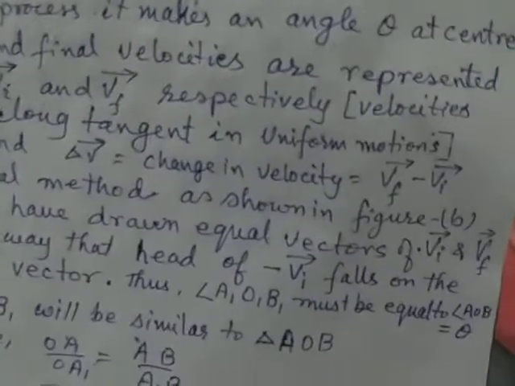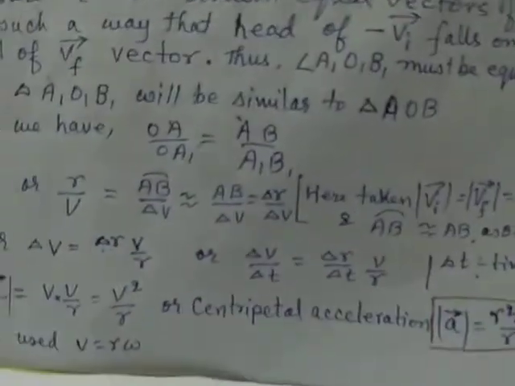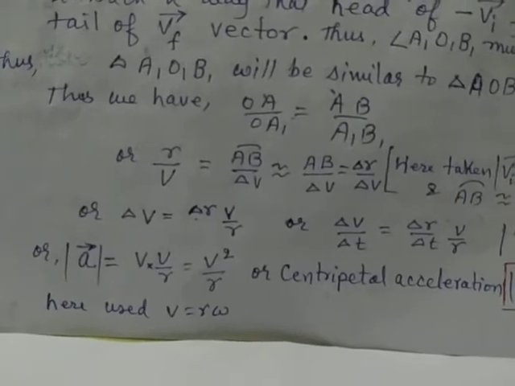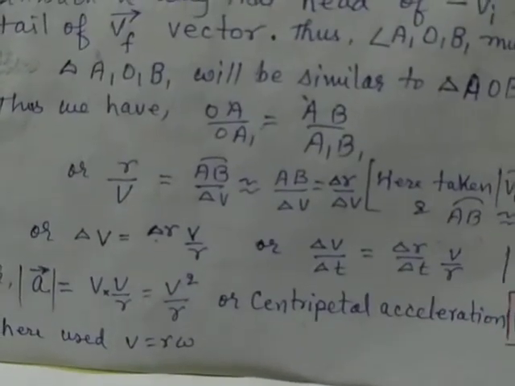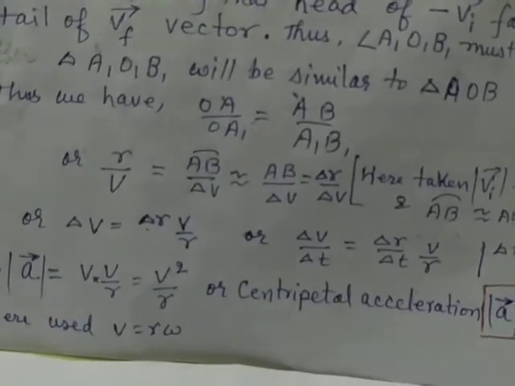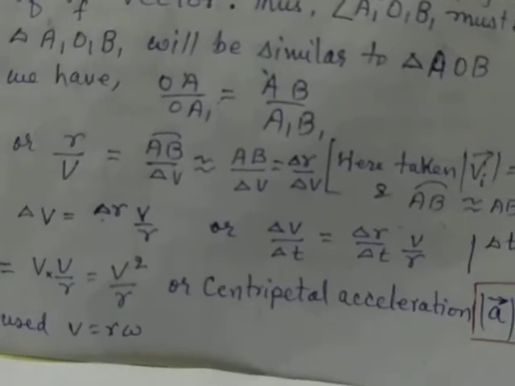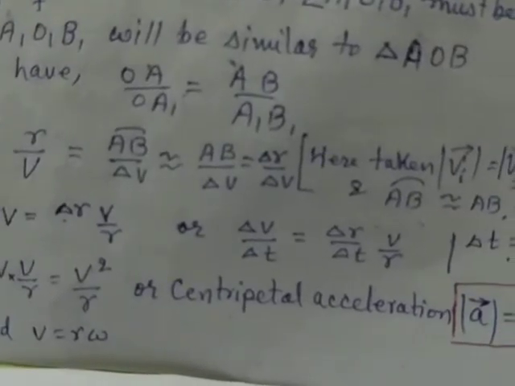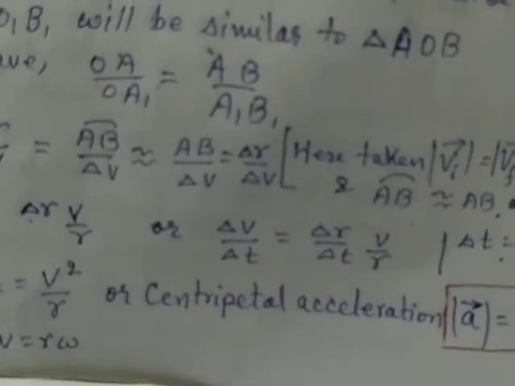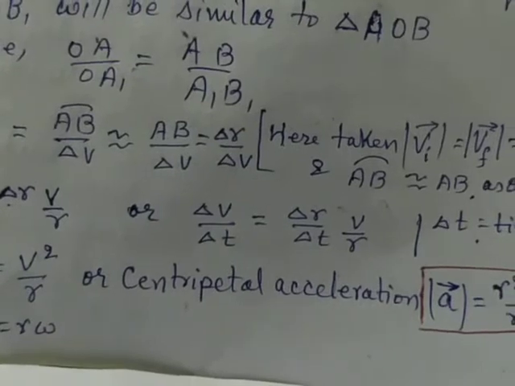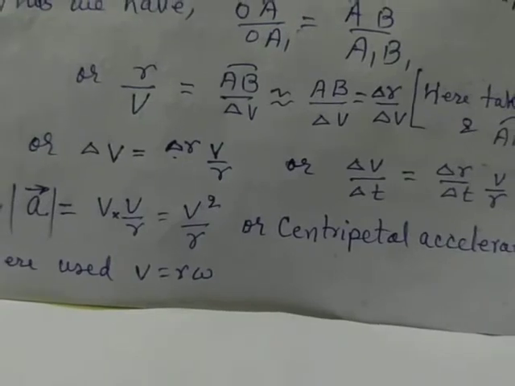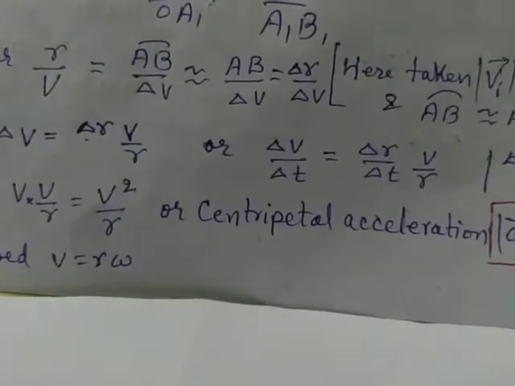And therefore we have r upon V, because OA upon O1A1 is equal to AB upon A1B1, and therefore we have r upon V equal to arc AB upon delta V, and arc AB is nearly equal to the side or chord AB, so it equals delta r by delta V. And so we have delta V equal to delta r V by r.